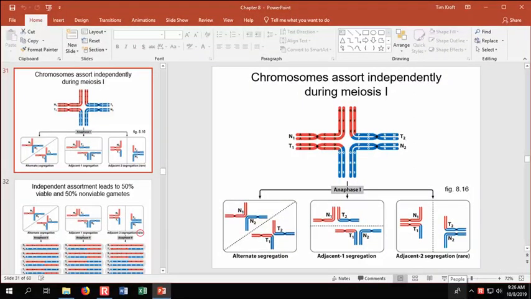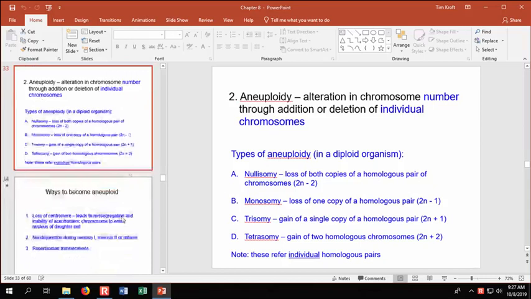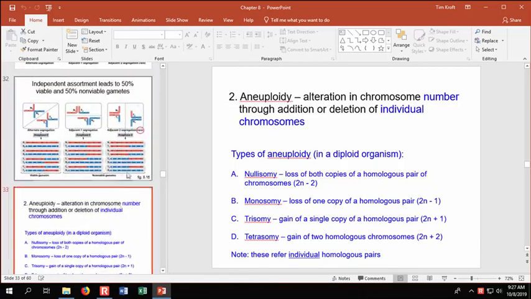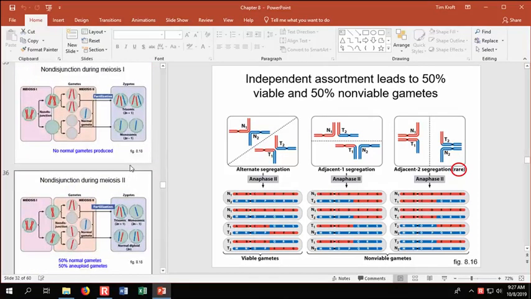I'm going to finish off chapter 8 today. This is where it's going to stop. So the exam's going to stop right here at translocations. All right? So we started talking about aneuploidy last time, but right here at translocations, slide 32 is where the exam is going to stop.